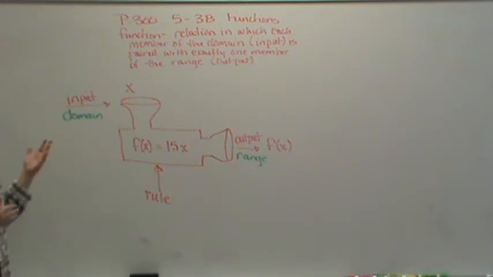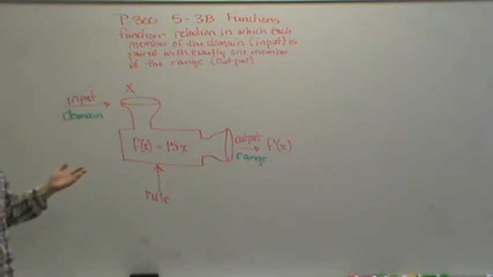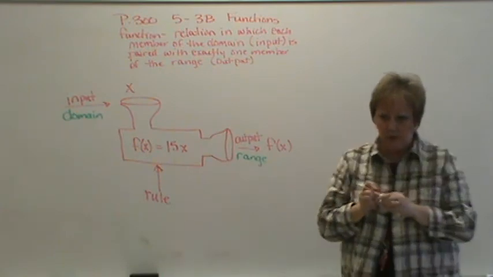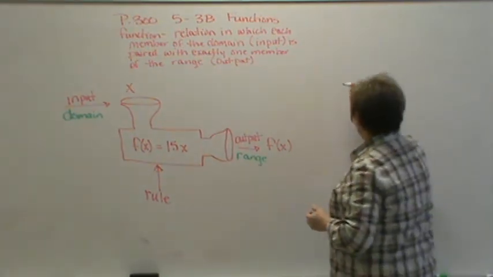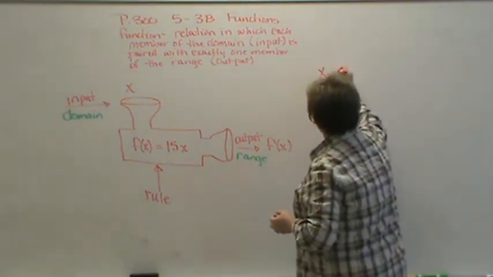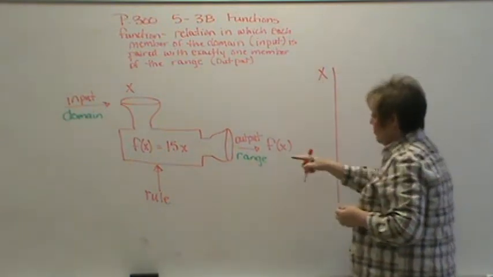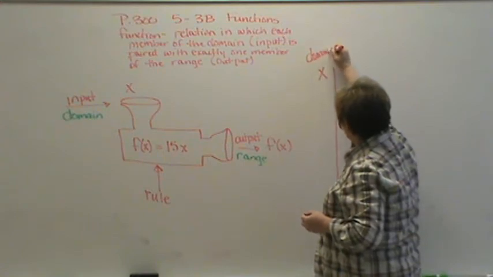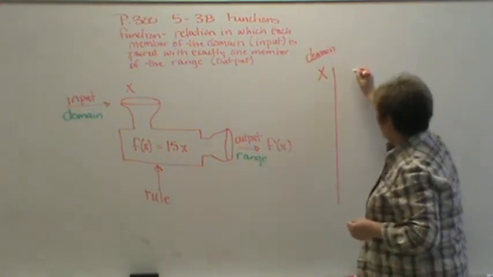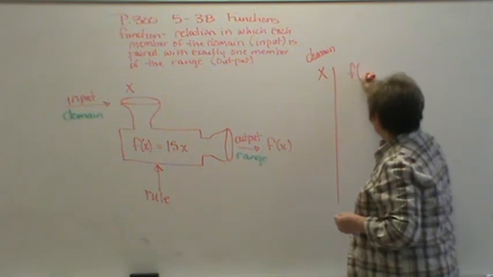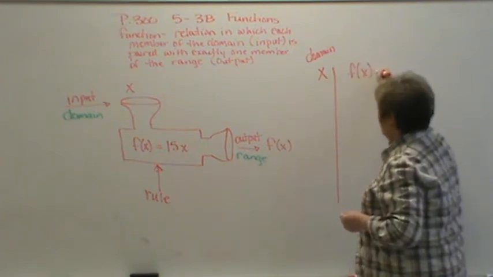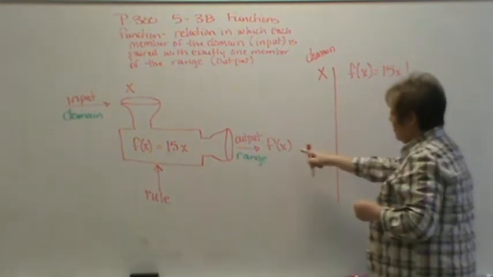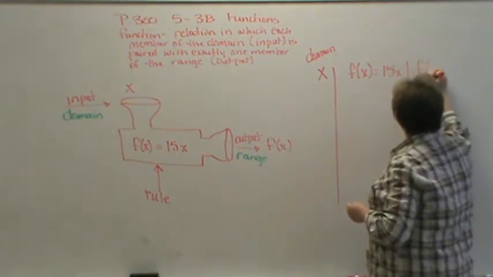It's almost like going to Burger King. You have it your way. Okay? So what I want to do is set up a function table. Make sure you get this in your notes. We're going to have our x coordinate. Then we're going to have our rule, which in this case is f of x equals 15x. And then you're going to have the f of x.